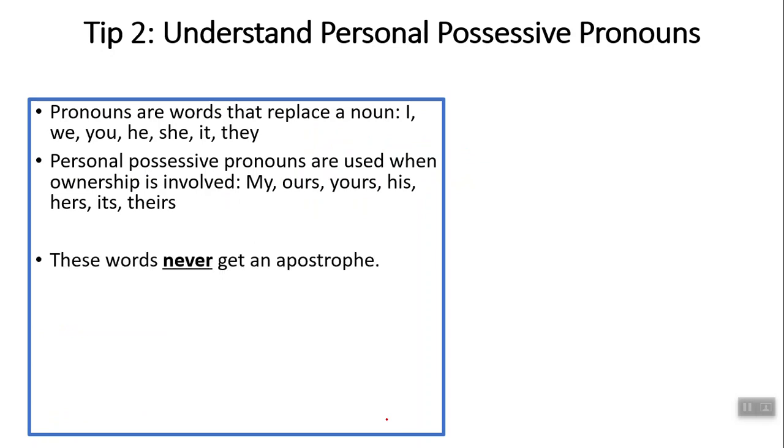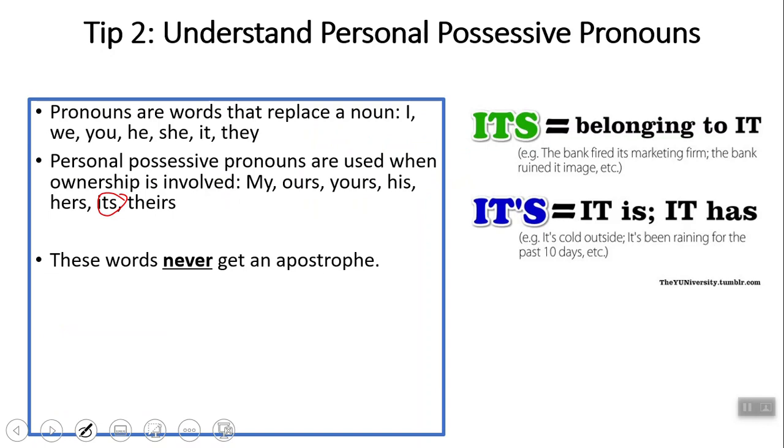Now, you notice that these words do not have an apostrophe. With the word its in particular, this is the one that I see the most mistakes on. Are you replacing it for "it is," or is it owning something? So its, no apostrophe, belonging to it. The bank fired its marketing firm. The marketing firm belongs to the bank, right?